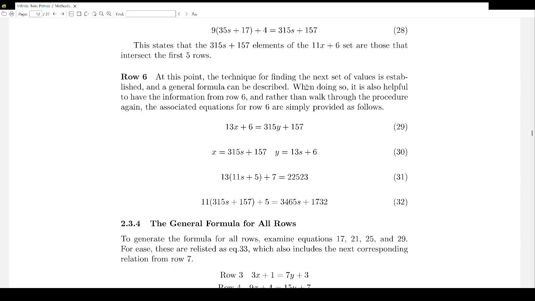So at this point, the technique for finding this next set of values is kind of established, and a general formula can be described. When doing so, it's also helpful to have the information from row 6, and rather than walk you through the whole procedure again, the associated equations for row 6 are simply provided.